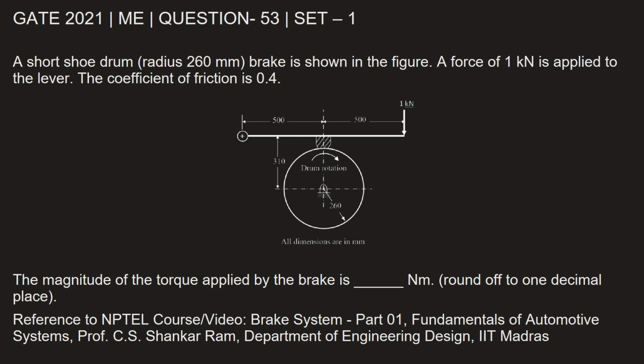This question is from GATE 2021 Mechanical Engineering Paper Set 1, question number 53. A short shoe drum brake of radius 260 mm is shown in the figure. A force of 1 kN is applied to the lever. The coefficient of friction is 0.4. The magnitude of torque applied by the brake is dash Newton meter.